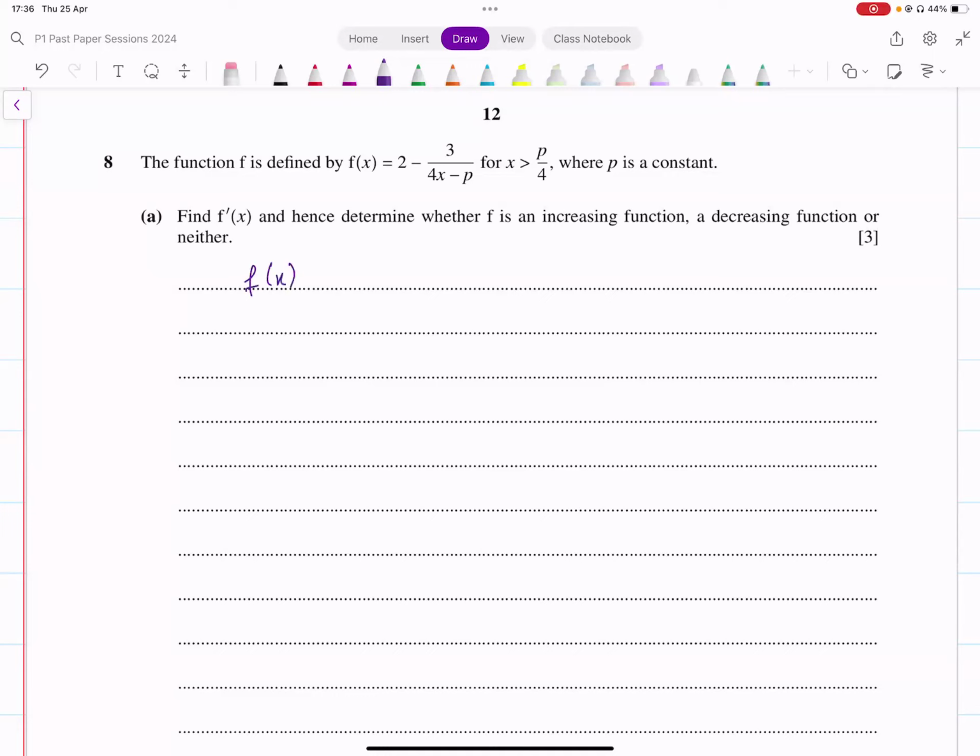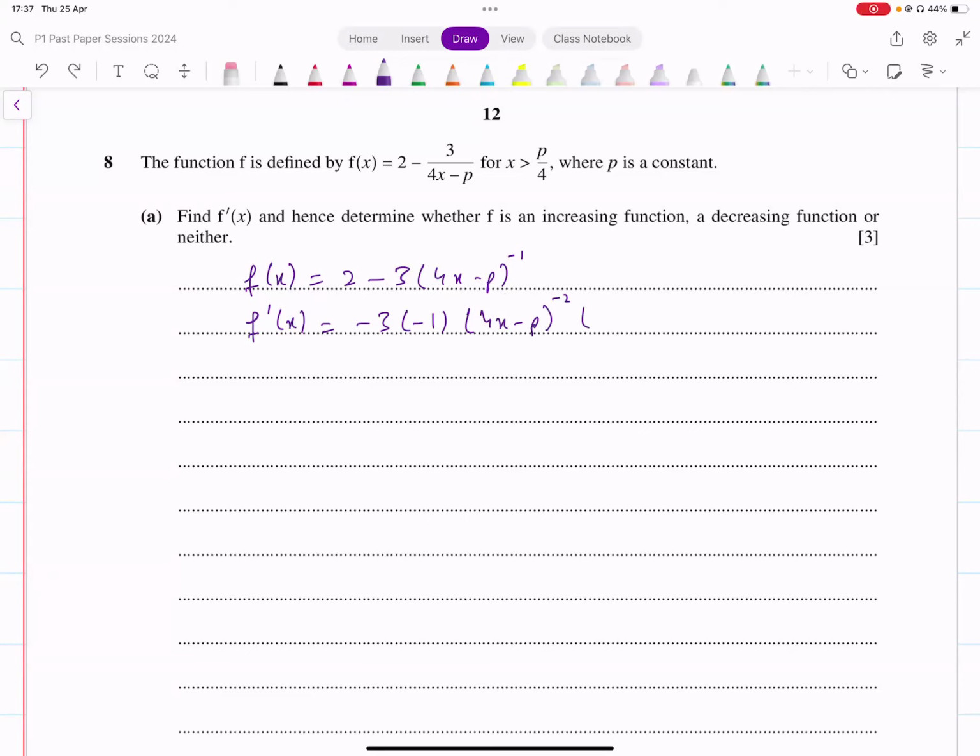f of x equals 2 minus 3 into 4x minus p whole power minus 1. So first of all, bring this to the numerator. And then the derivative of this function, that becomes 2 remains as it is, minus 3 into minus 1 into 4x minus p whole raised to power minus 2, and then multiply by the derivative of the part that's inside.